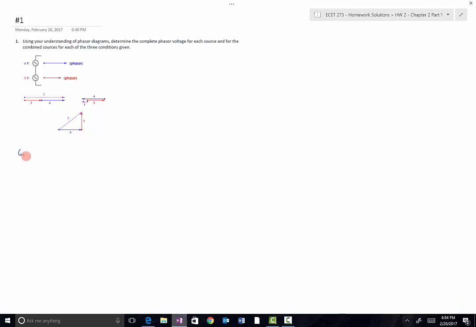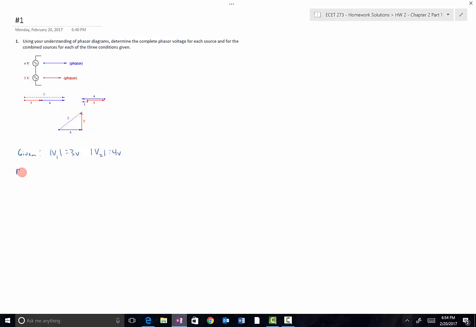So the givens in this problem statement are that we know the magnitude of voltage 1 is 3 volts, and the magnitude of voltage 2 is equal to 4 volts. We don't know anything about their phase angle except for the information that's been given in these diagrams. I'm not going to repeat that in the given statement though. You can see it for yourself.